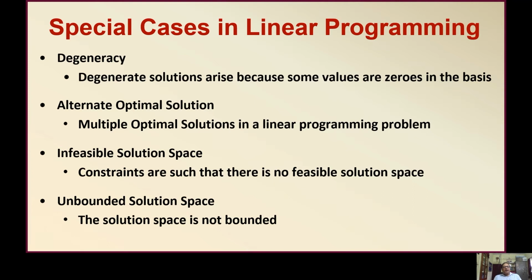And fourthly, there could be situations where the solution space is unbounded. If the solution space is unbounded and it is a maximization problem, chances are that we are not able to solve the problem, is it not? Because there is no finite solution. As we proceed, the values keep increasing, and finally an infinite solution may result.